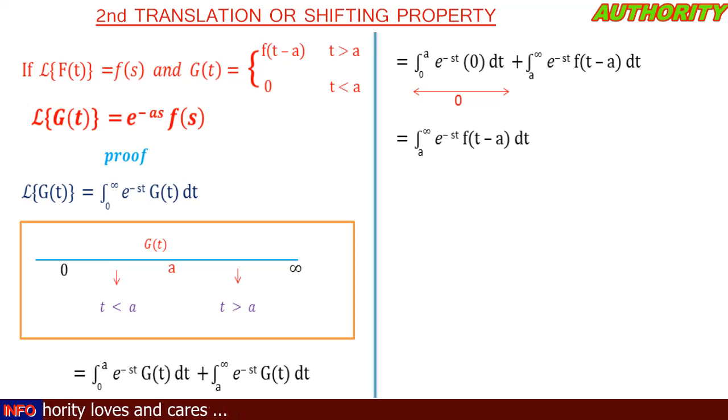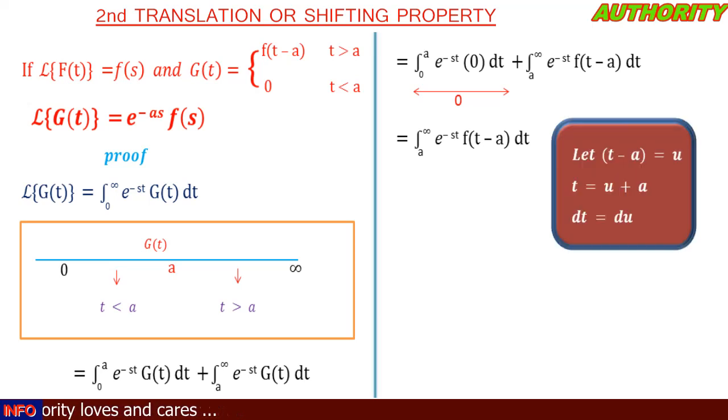From this function now, we can say let t minus a be called the letter u. Let t minus a be called the letter u. Now, if it is called u, when you differentiate t with respect to u or u with respect to t, you are going to see that dt is equal to du.